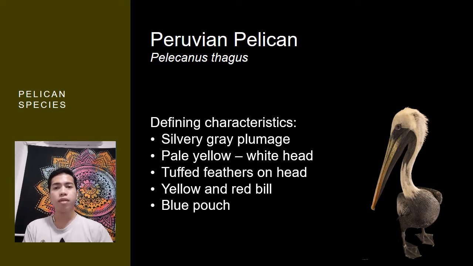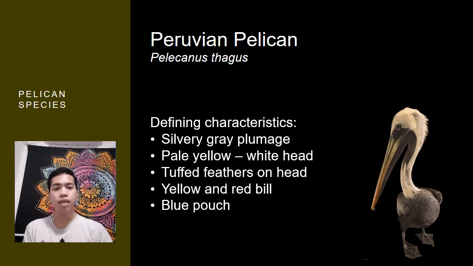In breeding plumage, the back and the sides of the head turn a rich, dark reddish brown. They have long tufted feathers on the top of their heads. The bill is yellowish with a red lower mandible that fades to yellow towards the base of the bill. Notably, a white stripe from the top of the bill up to the crown and down the sides of the neck is visible. Peruvian pelicans can be mistaken for brown pelicans.